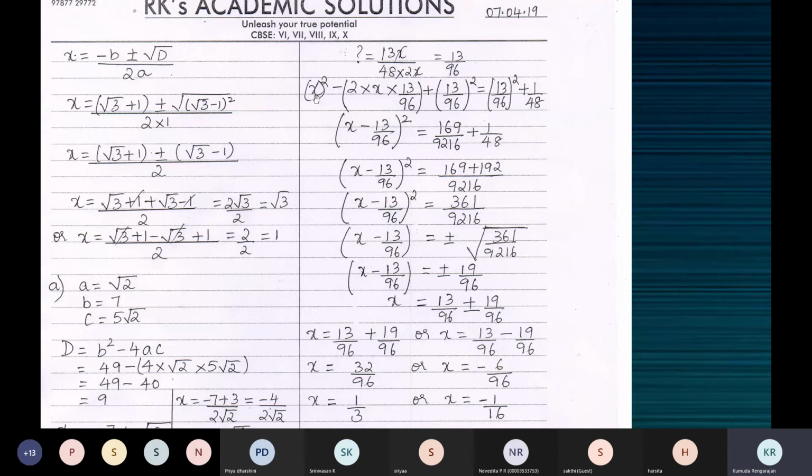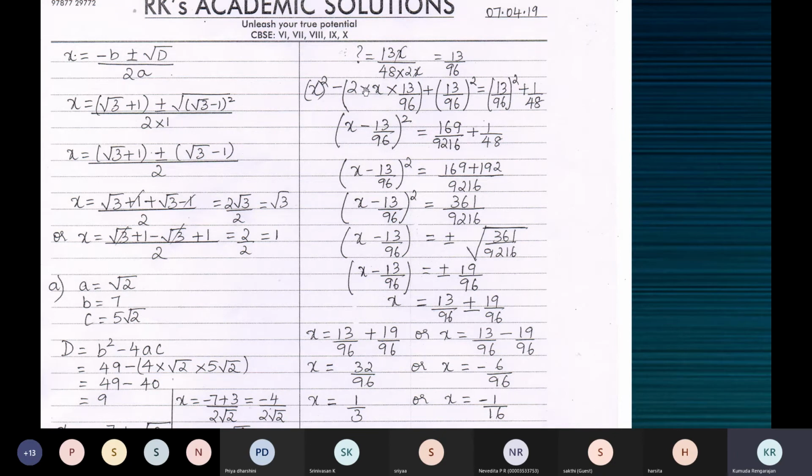Now, this is the x square term. That is a p square term, x the whole square. We are adding 13 by 96 the whole square to both the sides. We already have 1 by 48 on the other side. We are adding the q square term to both the sides. And then what should be the middle term? 2 into p, which is x, and q, which is 13 by 96.